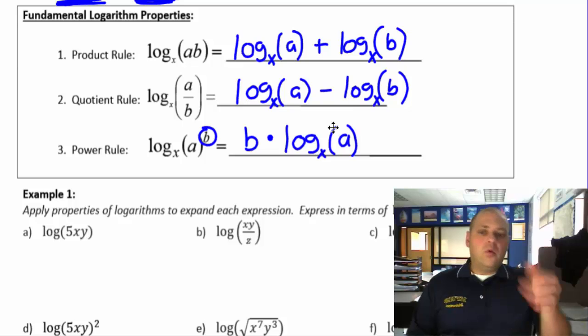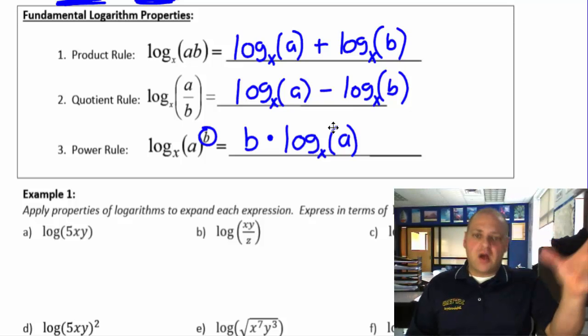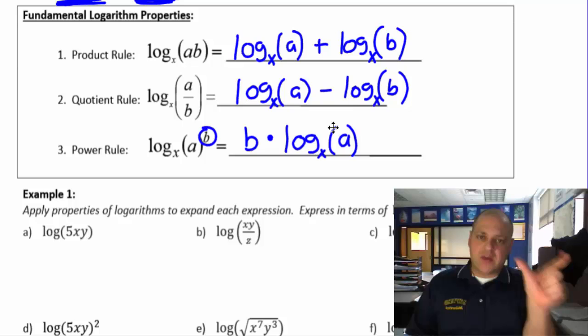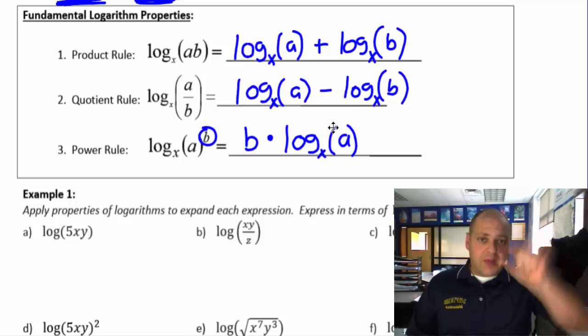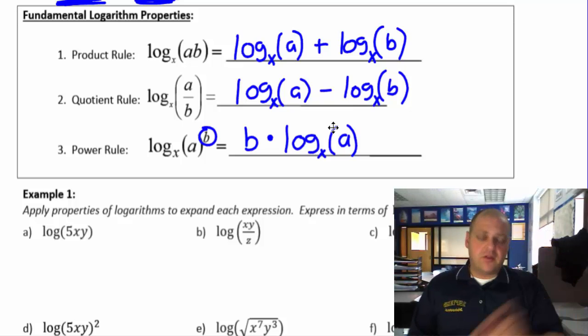So again, multiplying, we add the logs. Division, we subtract the logs. Raised to a power, we multiply the b times the log of a. All right? That's going to take a little getting used to.